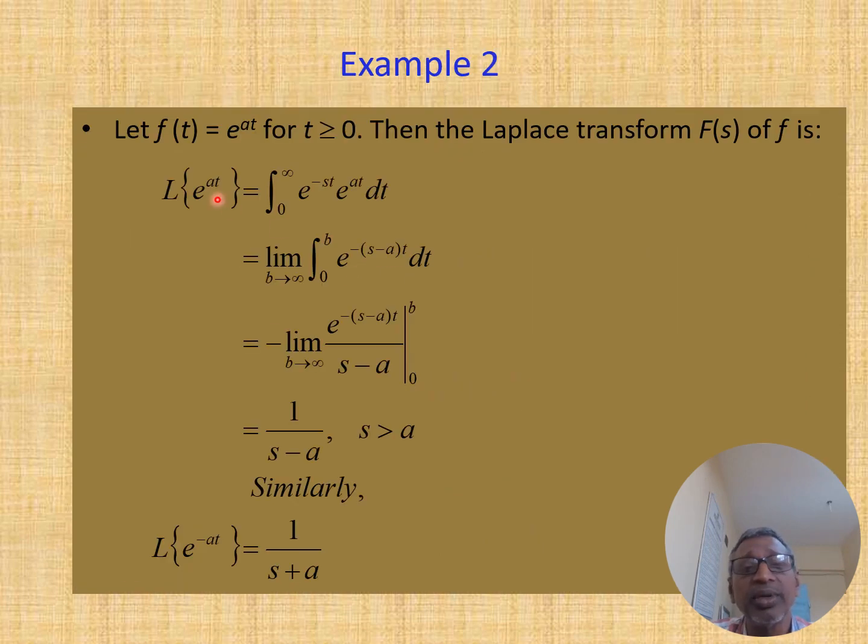Second example, we have f of t is equal to e power at for t greater than or equal to 0. Then you find the Laplace transform, and after evaluating the integral, we are getting 1 by s minus a, where s is going to be greater than a. Therefore, the Laplace transform of f of t equal to e power at is given by 1 by s minus a. Similarly, when you replace a by minus a, the Laplace transform of e power minus at is nothing but 1 by s plus a.